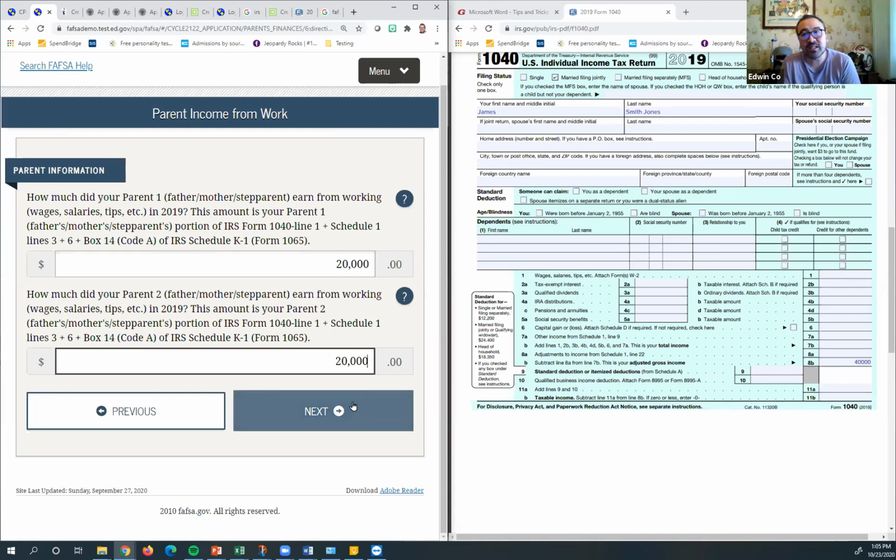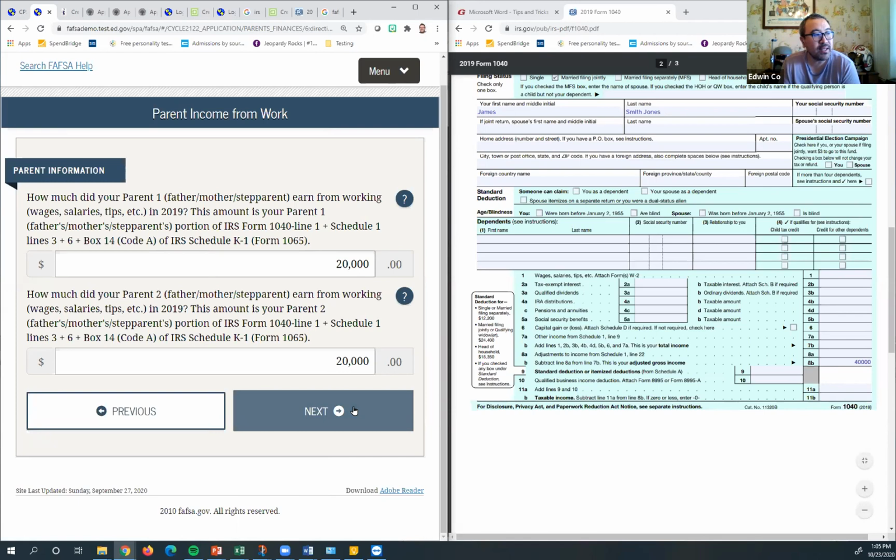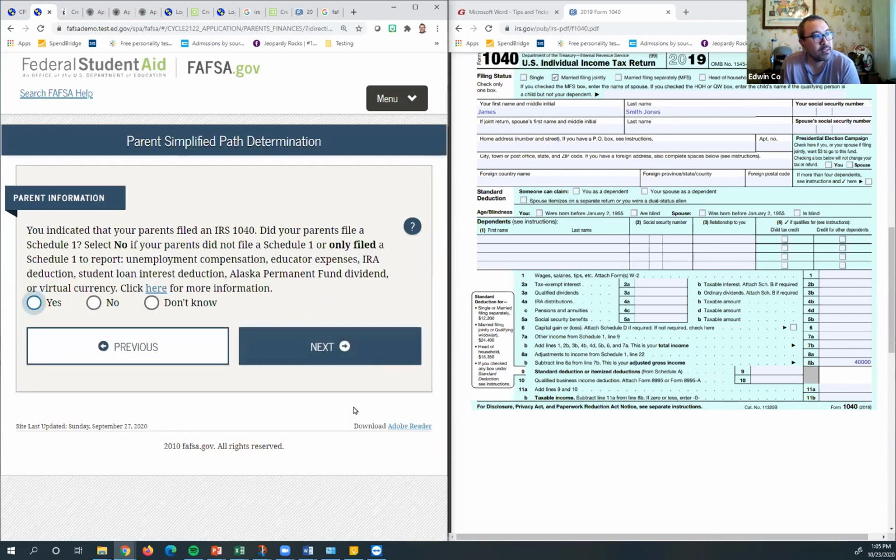Right? But generally, you want to copy this from the W-2 as income. It may not always match up with what the adjusted gross income combined is, by the way. Next question is, you indicated that your parents filed a 1040. Did they file a Schedule 1 as well?